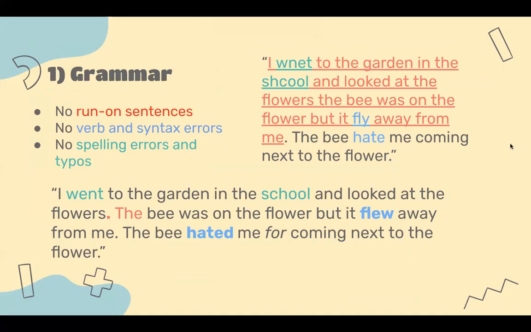But grammar is basically all those errors that include run-on sentences, verb and syntax errors, spelling errors, and typos that we need to look at. So for example, in this specific example that you can see, went and school are misspelled, and the ones I've highlighted in blue, fly and hate, are actually poor subject-verb agreement and do not fit the overall flow of this paragraph.